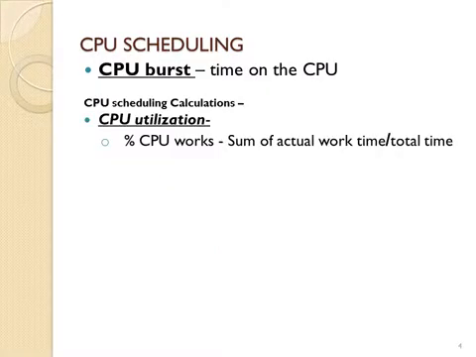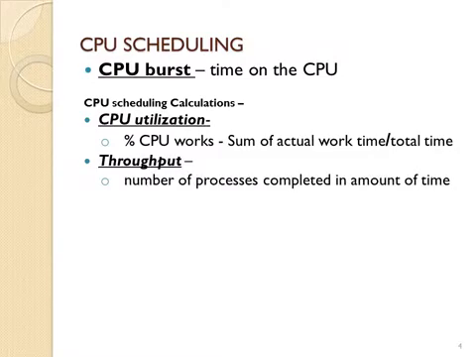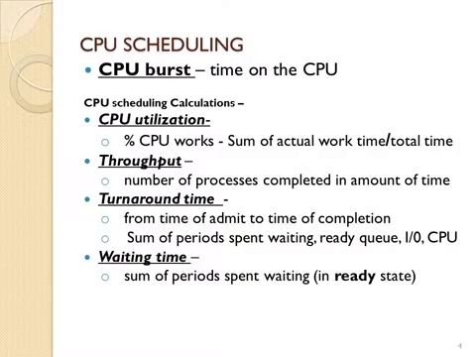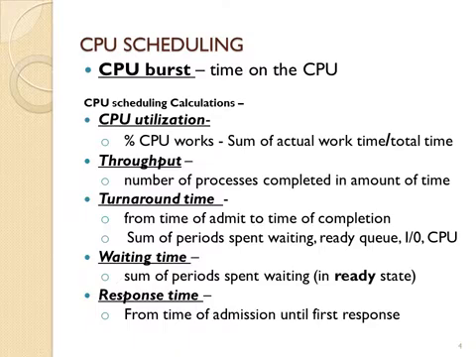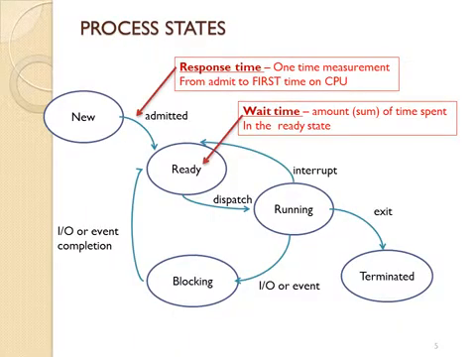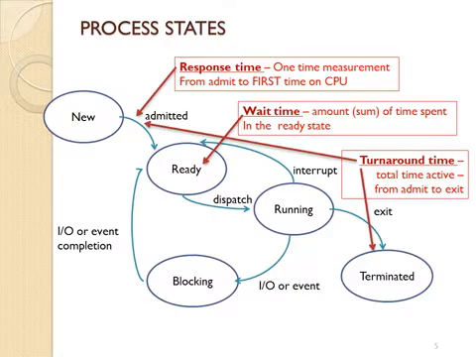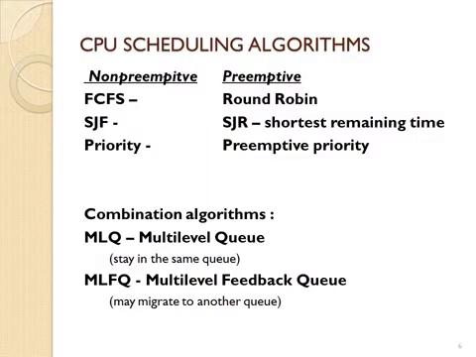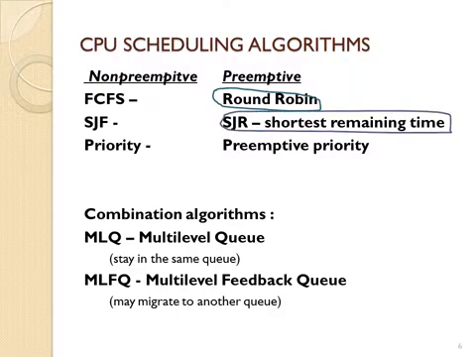And brush up on your calculations so that you are familiar with what turnaround time, waiting time, and response time are. And just to remind you, response time is a one-time measure. Wait time is the sum of time spent in the ready state, where response time is that first measurement of wait time, and turnaround time is the total time active. So today we're going to be doing round robin and shortest remaining time.